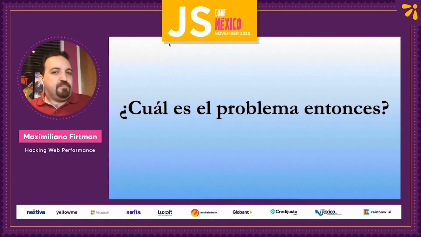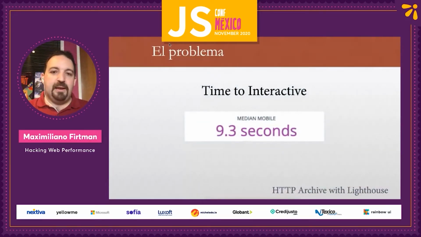So what is the problem? Why are we talking about this in JSConf if we are all doing what we have to do? The problem is that today, the median or the average of time to interactive, which is the time in which a website is available to be scrolled, to be tapped, is 9.3 seconds in the world for websites. 9.3 seconds. This comes from the HTTP Archive, which analyzes this continuously. This is updated. So you will say, okay, that's not a lot. Well, we'll see how much is 9.3 seconds.